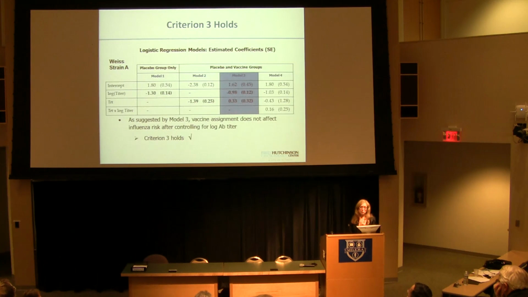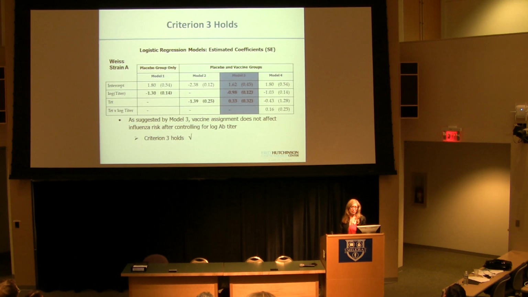And as a matter of fact, you can do something further than that if you believe in regression modeling. You can put both the antibody titer and the vaccine assignment into a logistic regression model. Here we want to focus on model 3, which is in the dark blue box. We have the intercept, the log titer, and the treatment, in this case vaccine. What we see is that the log titer is almost -1 with a standard error of 0.12. Often we'd want to do confidence intervals, but we can do standard errors here. The vaccine, which is TRT, is 0.33 with a standard error of 0.32, so 2 times that, you can see that you go through 0. So the vaccine assignment does not affect the influenza risk after controlling for the log antibody titer. In this case, it's a nice example, and criterion 3 holds.